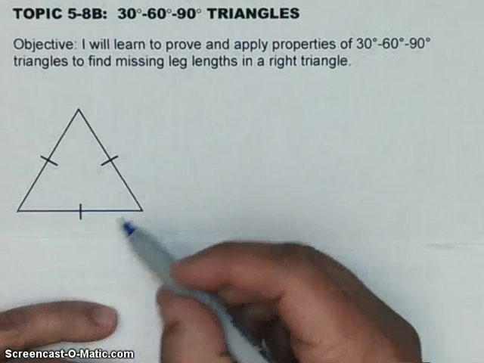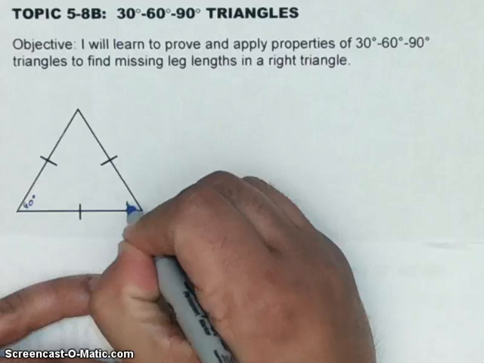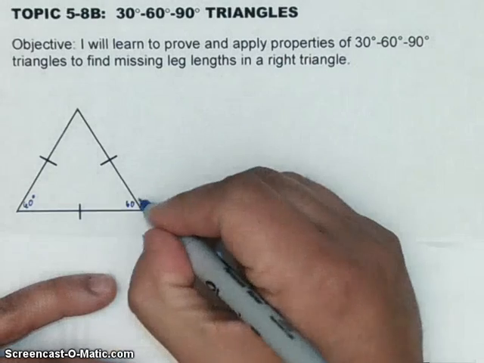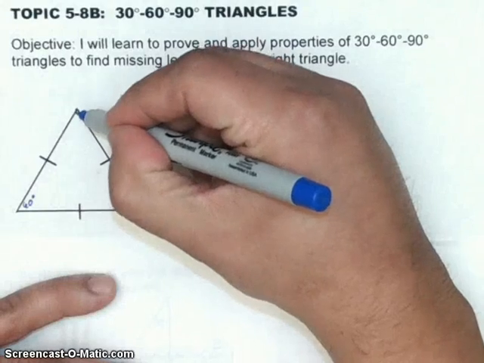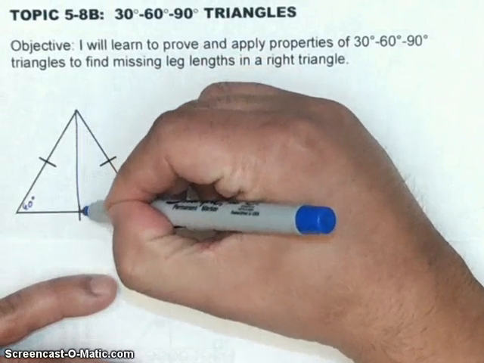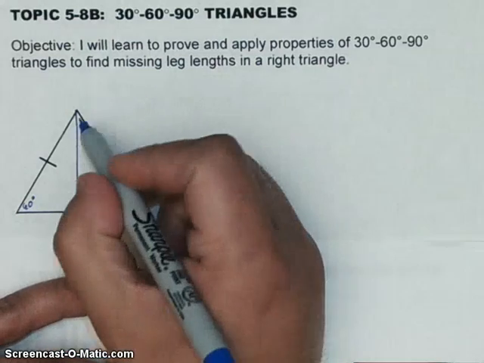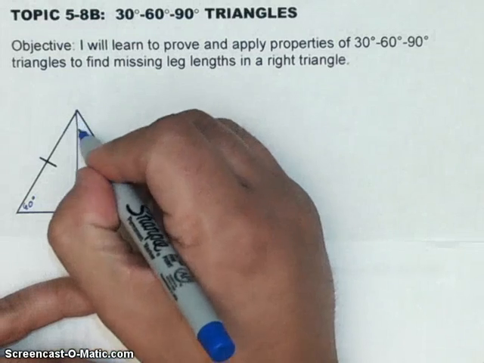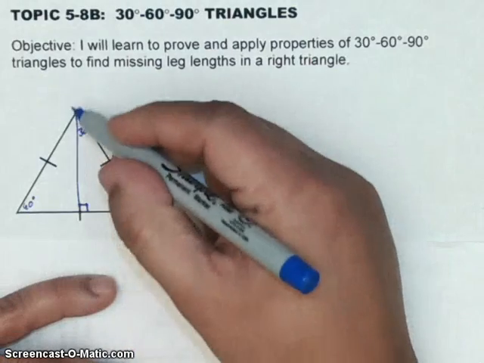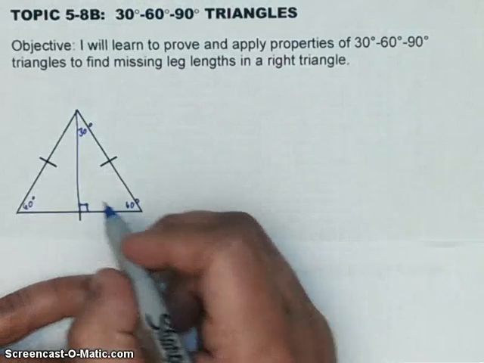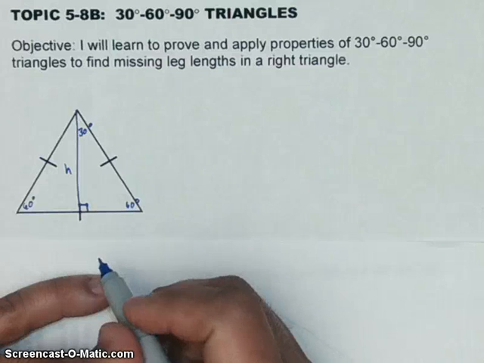If you remember, an equilateral triangle is also equiangular, so that means all the angles are going to be 60 degrees. Now, I want to find the height of this triangle, so I want to come straight down. I want to bisect this 60 so that it becomes a 30-degree angle. And this is actually going to bisect this side right here. We're going to be looking for the height.